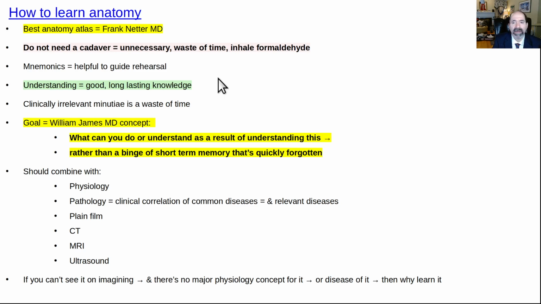Okay, well, first of all, you want to have the best book. The best anatomy atlas is by Frank Netter, MD. He was a surgeon, and he's a genius. It's just the best book, and he's a magnificent artist. He's like the Michelangelo of medical illustration, okay?